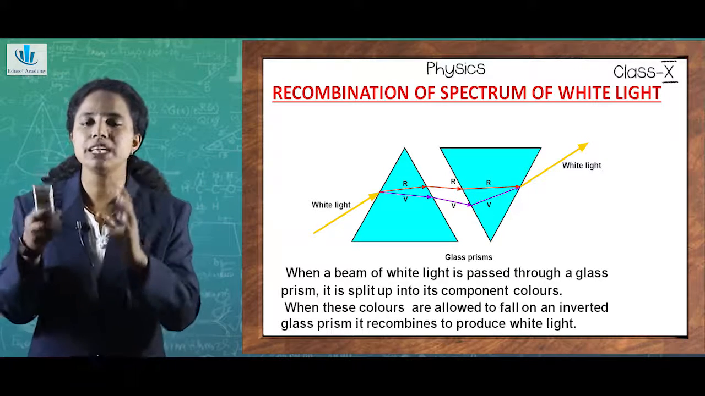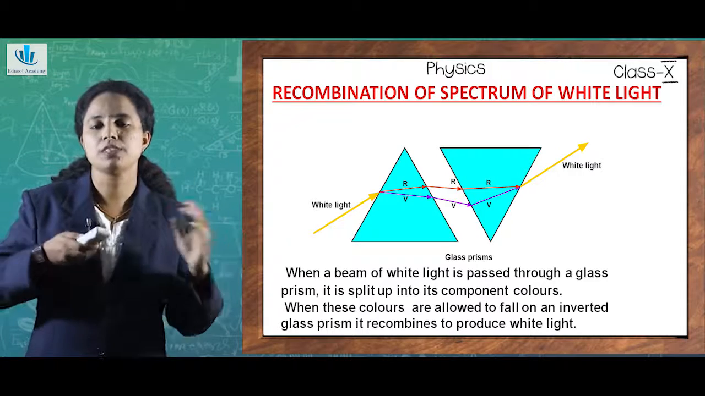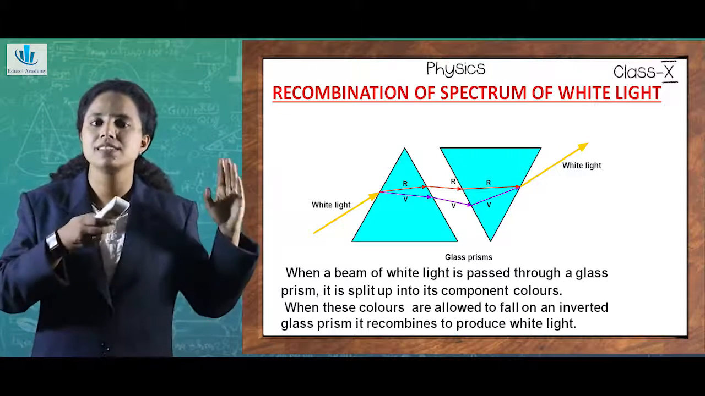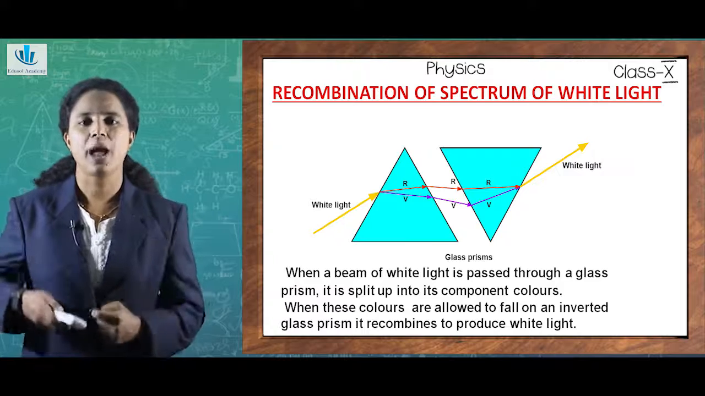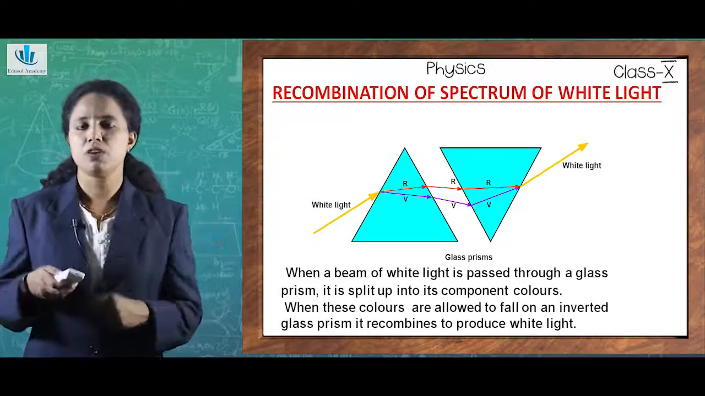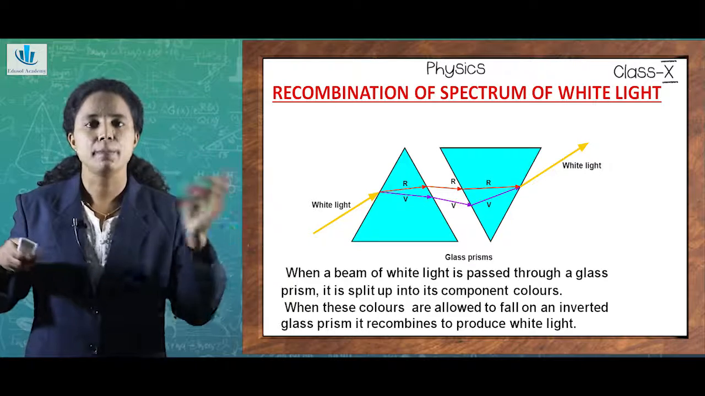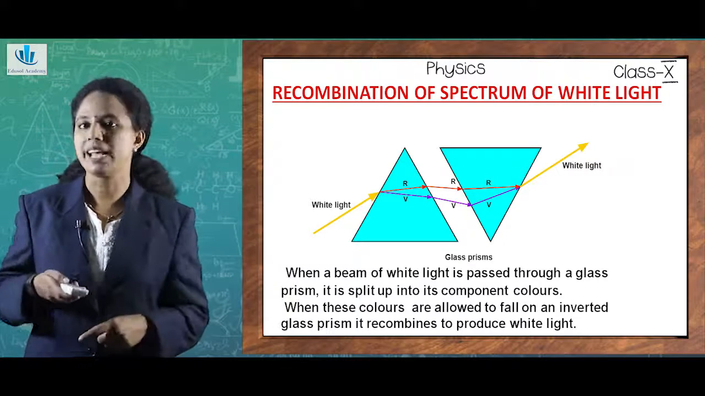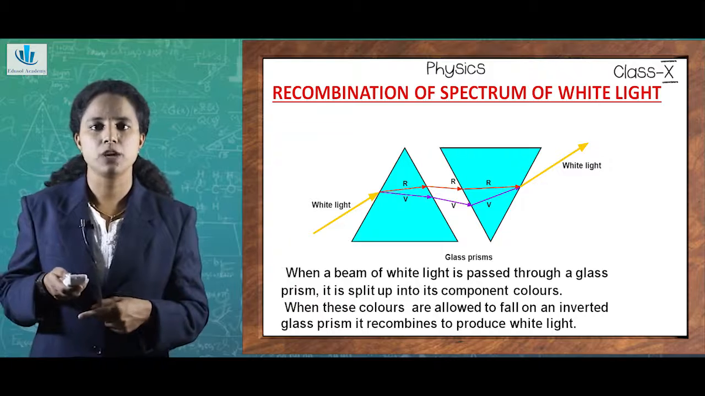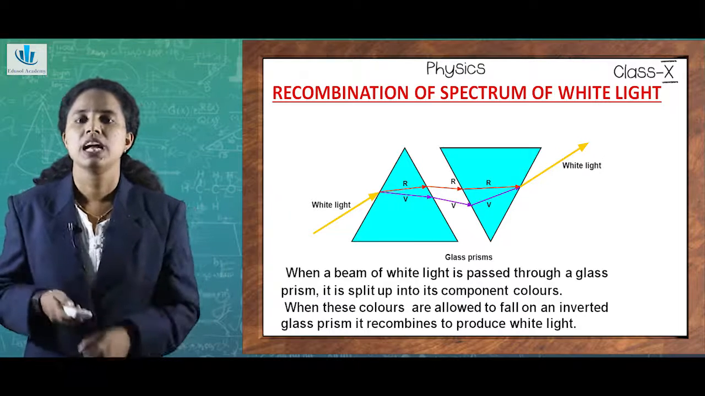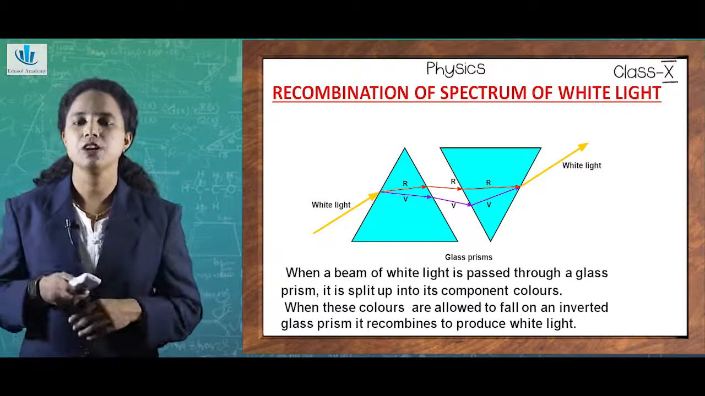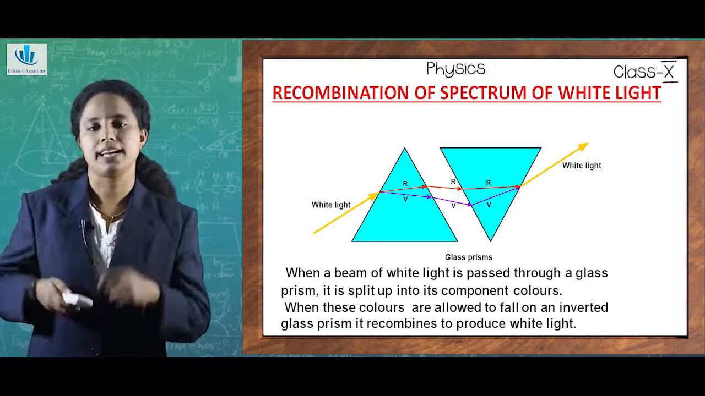That is, if I split white light by passing it through a glass prism, I get 7 colors. What may happen if I do the reverse? For example, after getting the 7 colors, can I convert them back into the single color white? We can analyze this. That is, there will be a recombination of the spectrum of the white light.